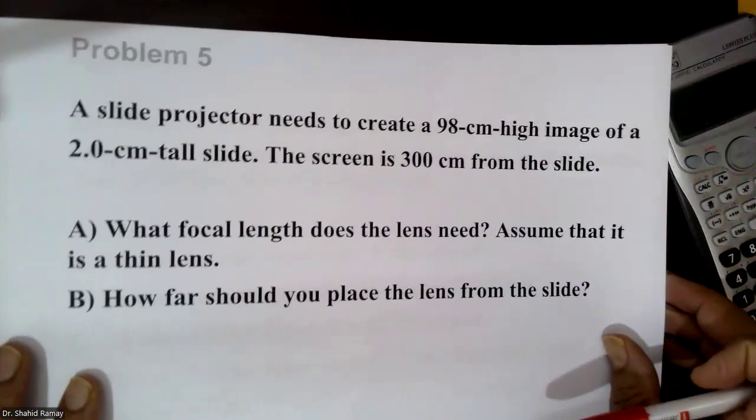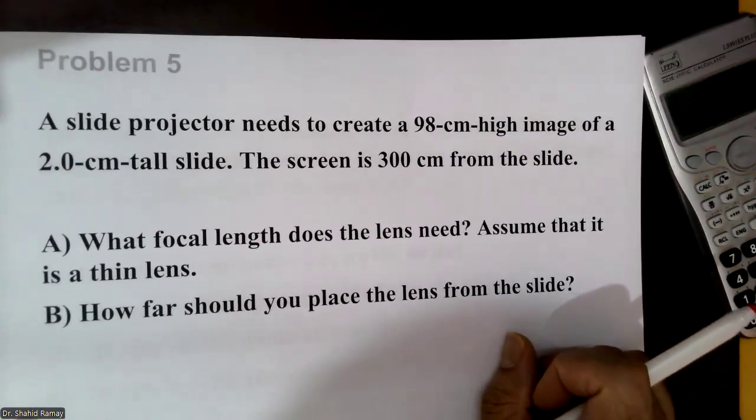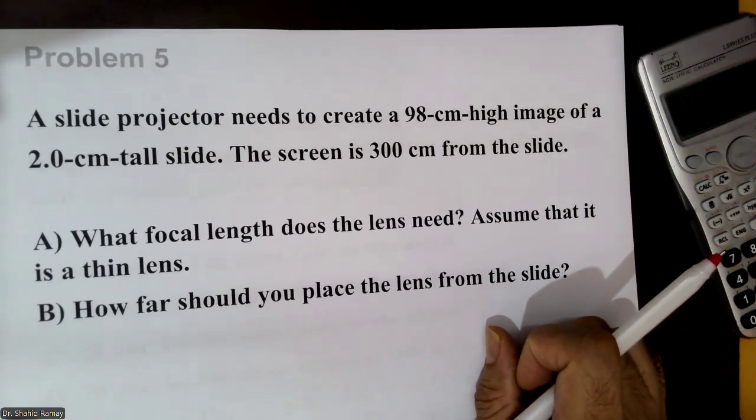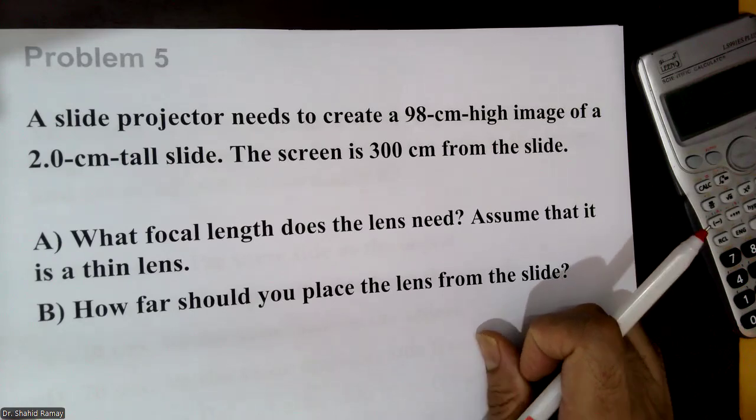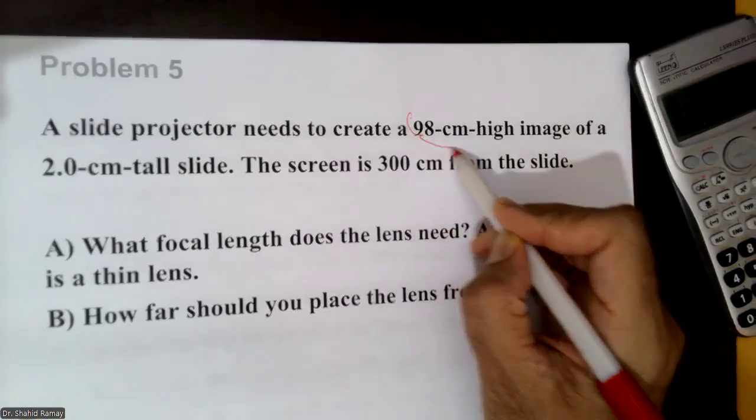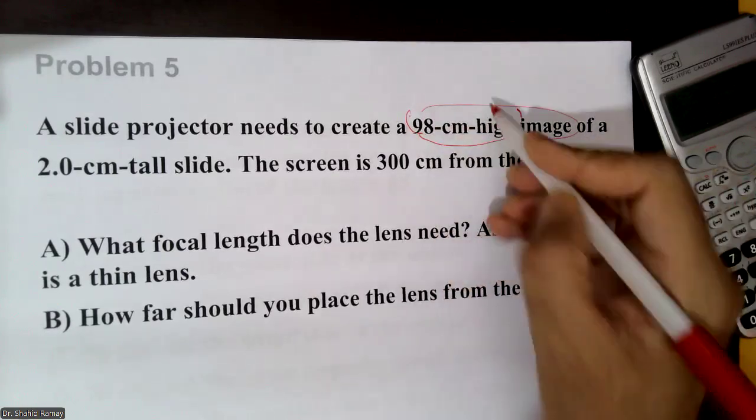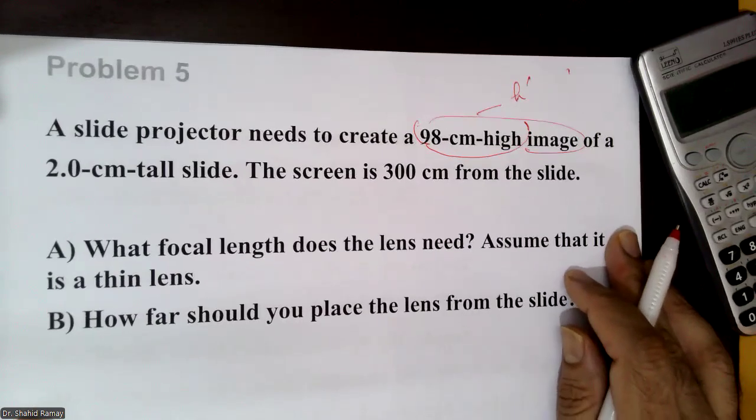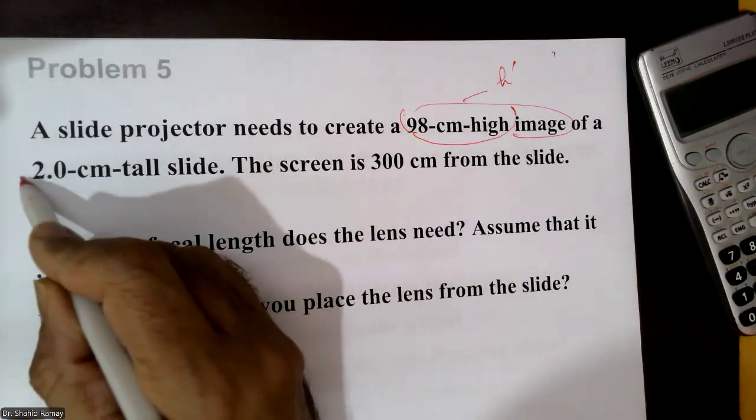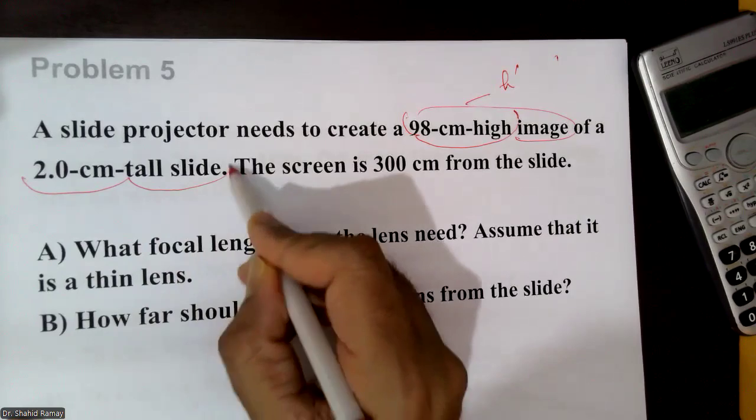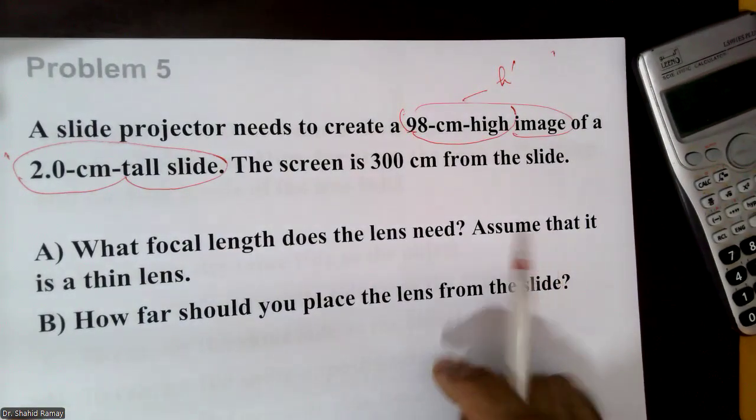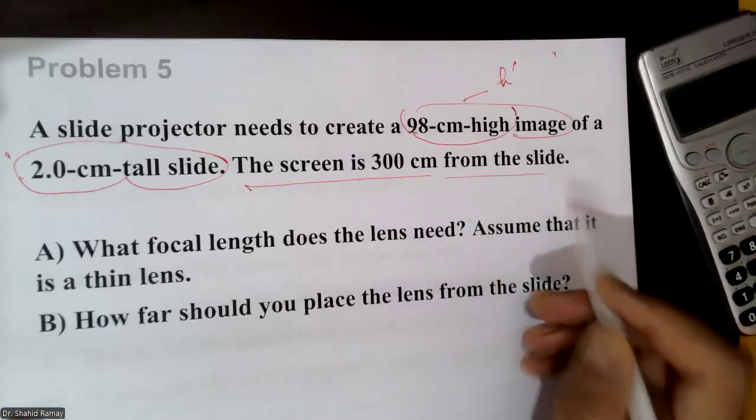After this, now see this problem. In this problem, a slide projector needs to create a 98 centimeter high image. So 98 centimeter high image means what? It is the image, so it means it is H dash of a 2 centimeter tall slide. So surely this is your slide, and this is H. The screen is 300 centimeter from the slide.